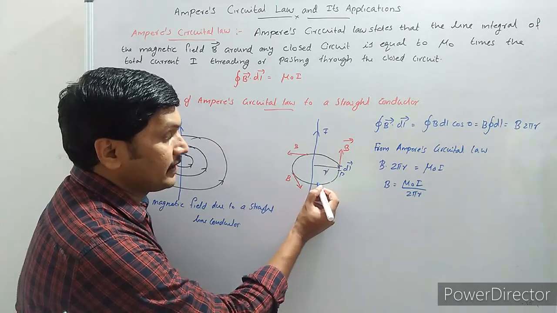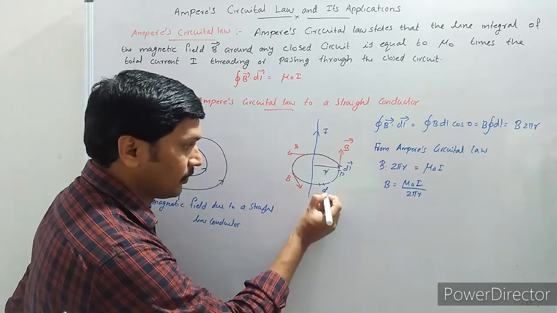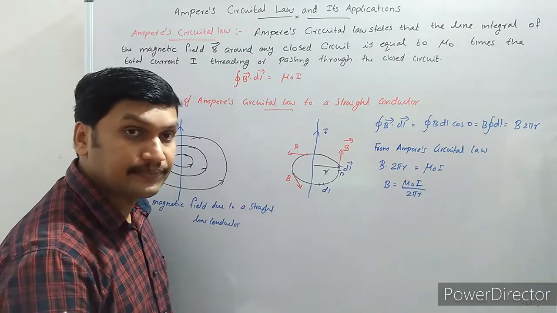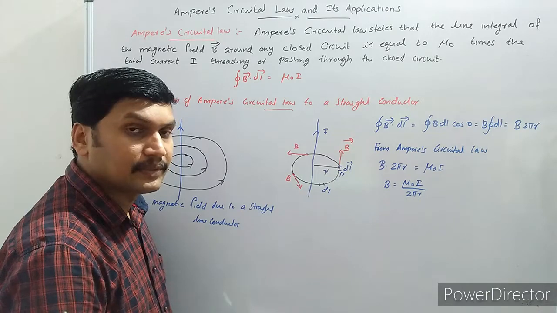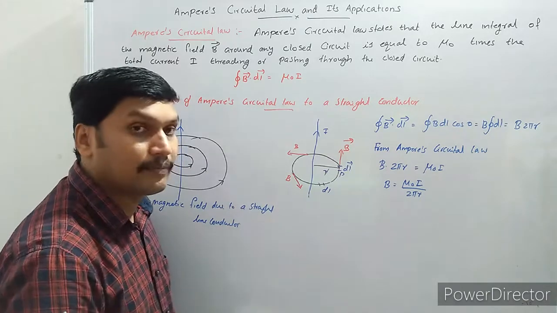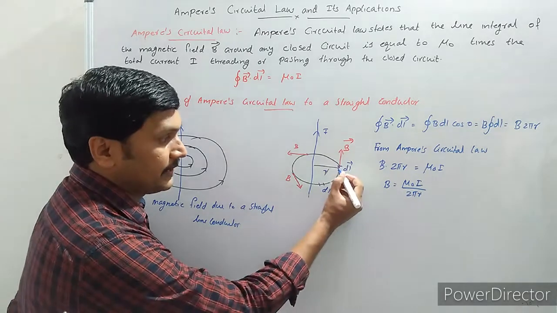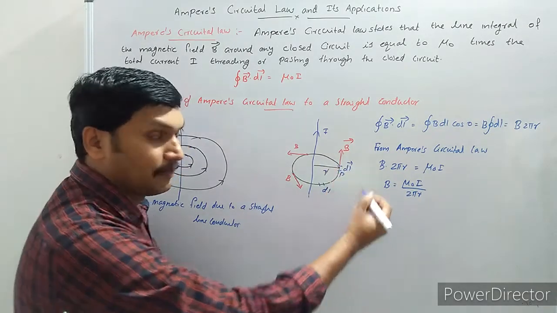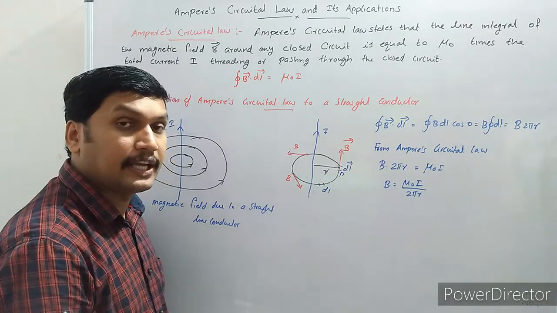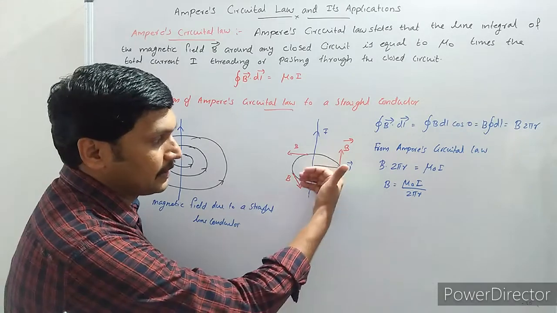We can divide this Amperian loop into very small elements dl, an infinite number of small elements dl like that. At every point we have a magnetic field, because around this conductor we have a magnetic field. What is the direction of the magnetic field? At this point, this is a very small element dl. At this point P, the direction of the magnetic field can be predicted by using the right hand thumb rule. Apply the right hand thumb rule here.